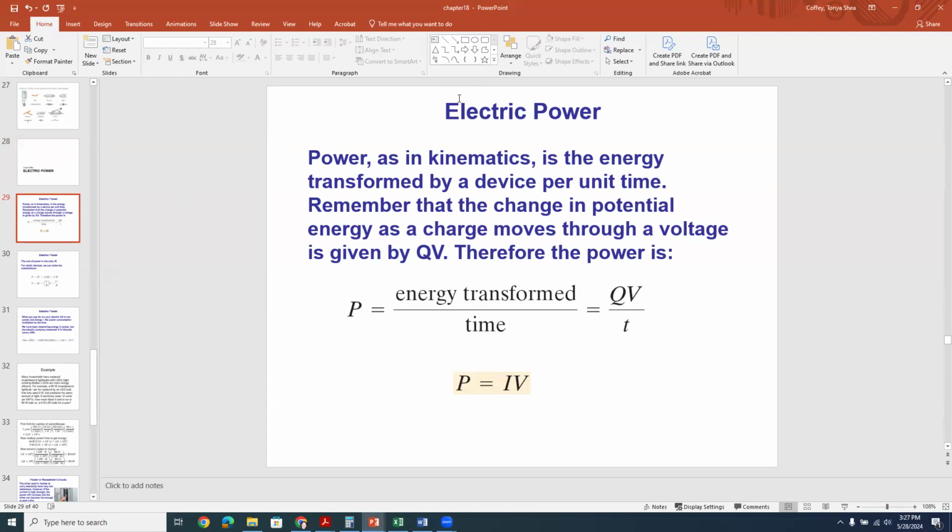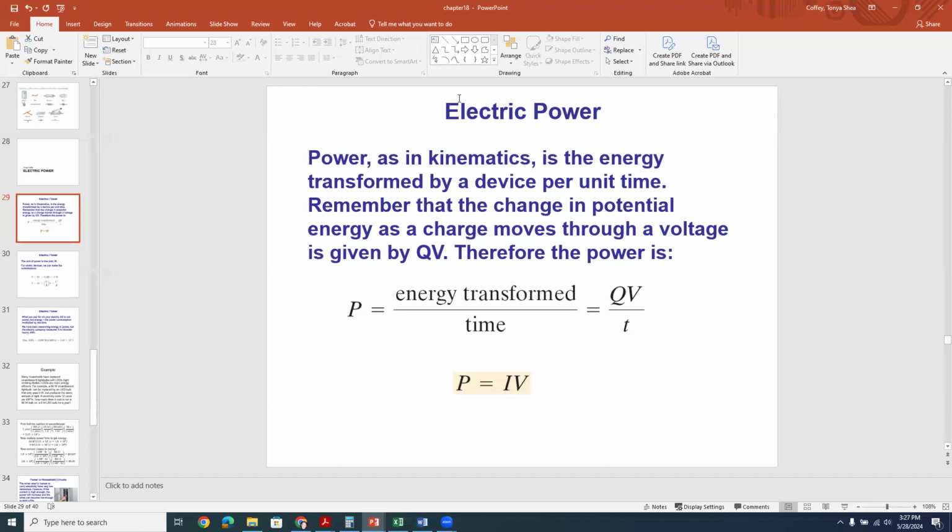But in electrical power, remember that what's happening is you have a change in, say, for example, electric potential energy as a charge moves through a voltage. And the relationship between the change in the potential energy as the charge moves through the voltage is the change in potential energy U is equal to the charge times the change in voltage, or QV. So we can write the energy transformed now as QV, and then we'll write the time as divided by T. So power would be QV over T.